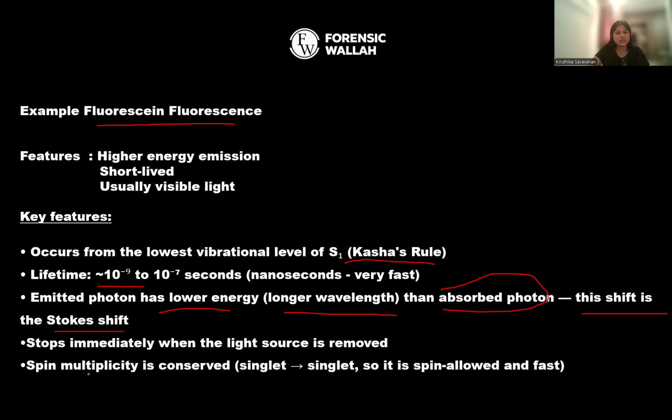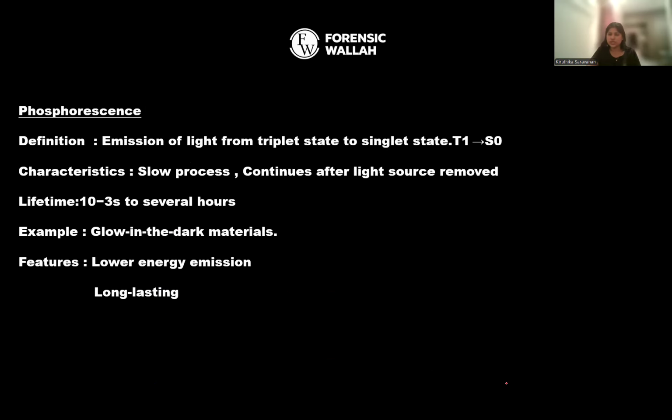And now the spin multiplicity is also conserved. As you can see, it happens only from singlet to singlet. So it is spin allowed and is fast as well. Okay, so now I hope fluorescence is clear. Let us go to phosphorescence.